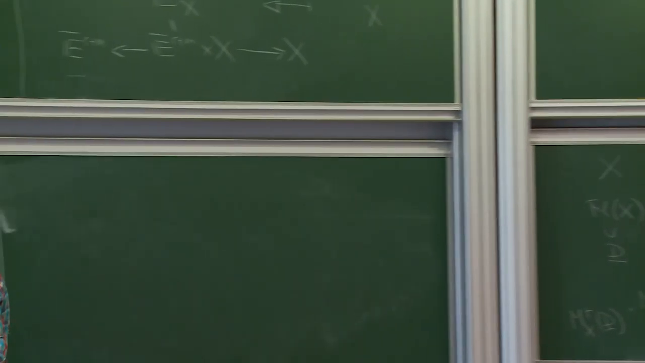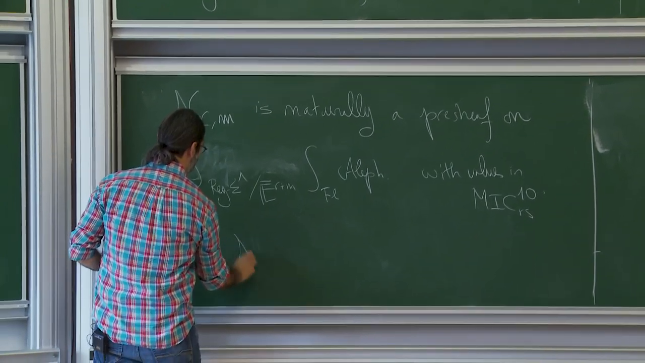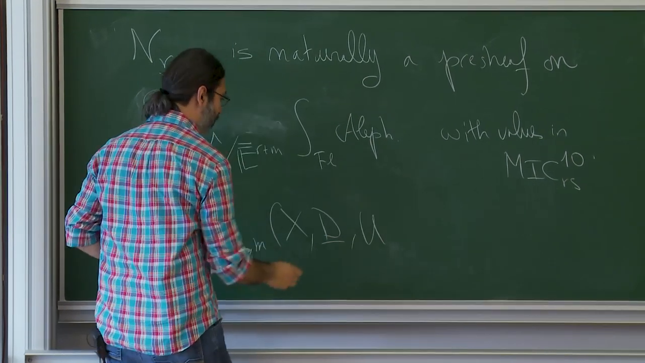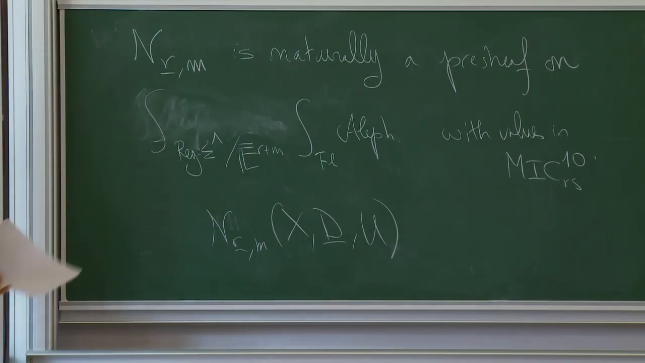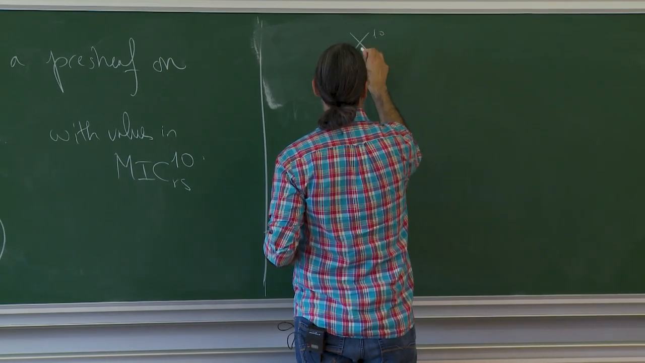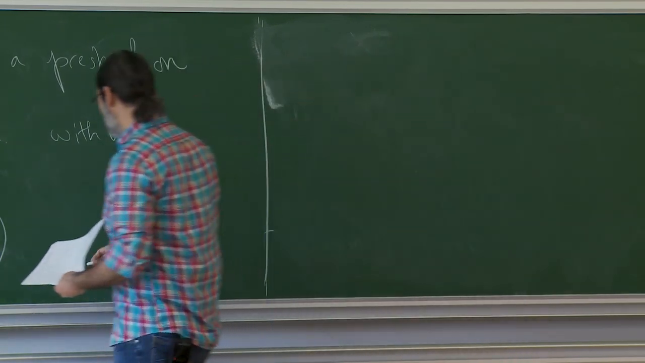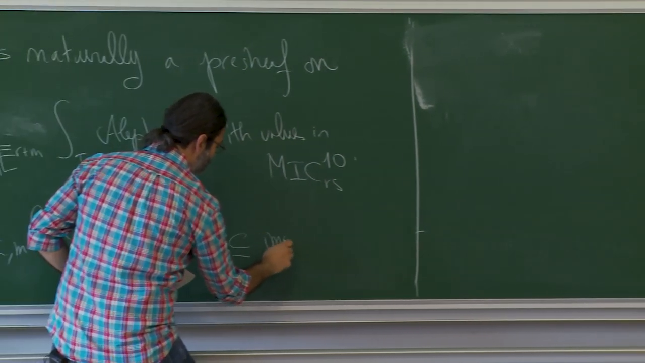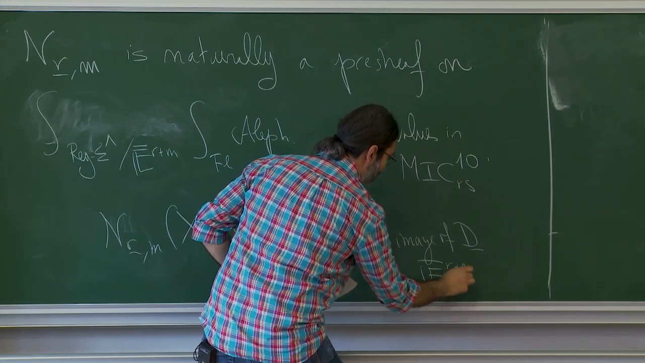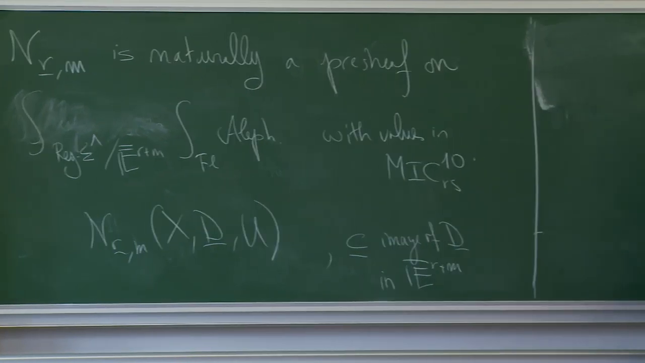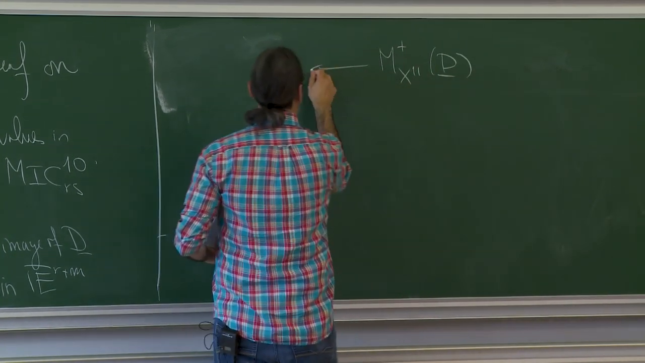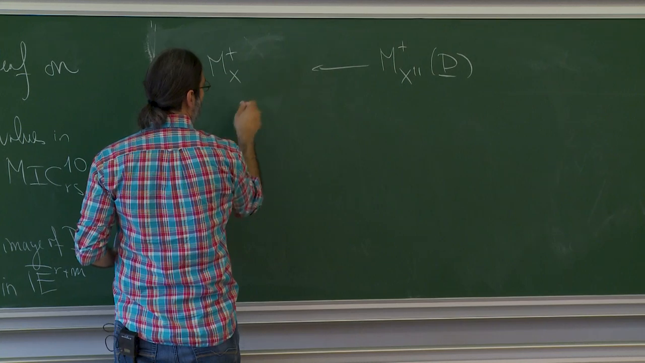Okay, so what is this thing? Maybe I tell you what is N R. I have to tell you what this module is. So you look at X 1 0. You let C be the image of D in E bar R plus M. So then you have this thing here, M plus X 1 1 D, M plus X 1 0 D.